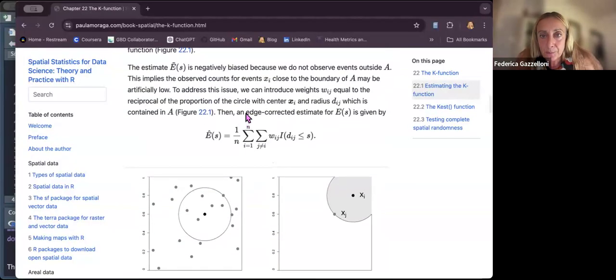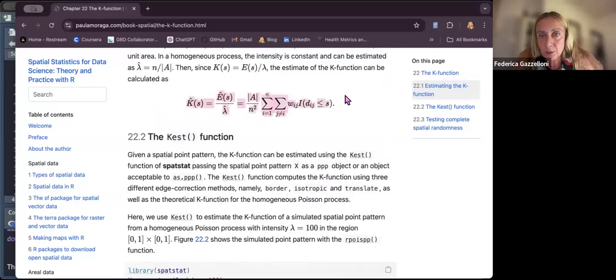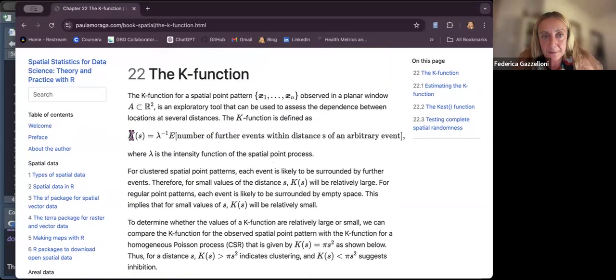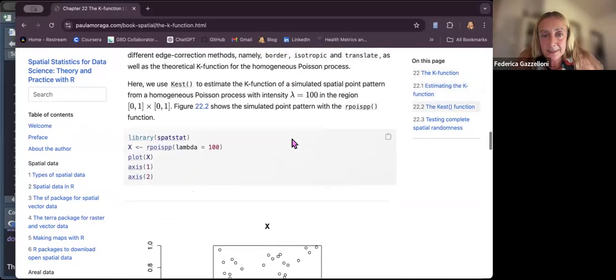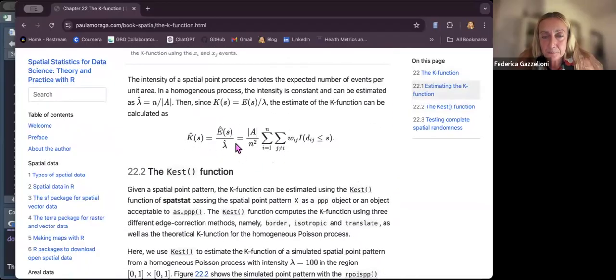And so this is the edge correction, and this is the first formula that we saw up here: lambda to the minus one times the estimation. It is this one here, lambda to the minus one for the estimation.